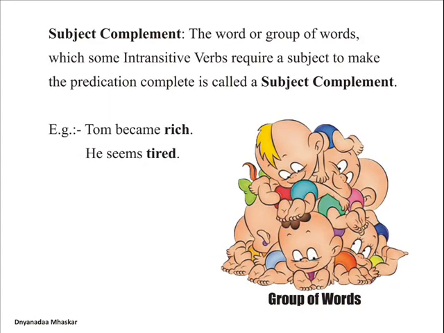Let us see subject complement. What is this subject complement? The word or group of words which some intransitive verbs require to make the predication complete is called a subject complement. What does that mean? That means we require some more information which is about the subject. It is a complement. Okay, and why is it mentioned with the intransitive? Because the verb used is intransitive. There is no action which is passing over. Fine, but the word which is used after the verb is providing information about the subject.